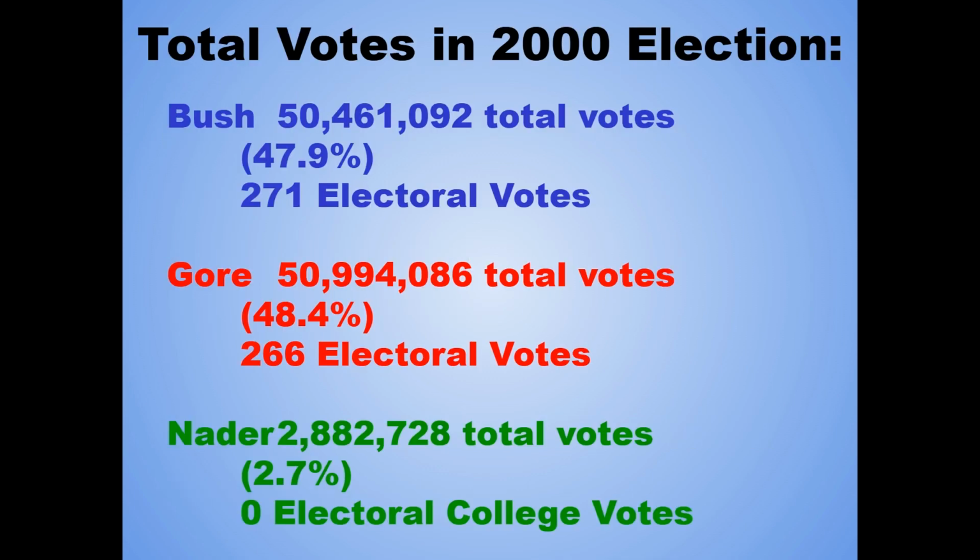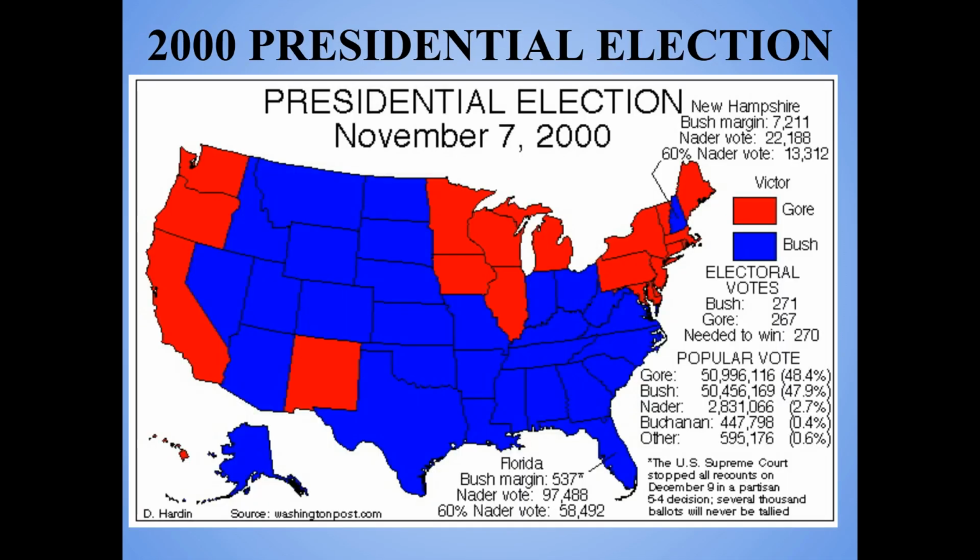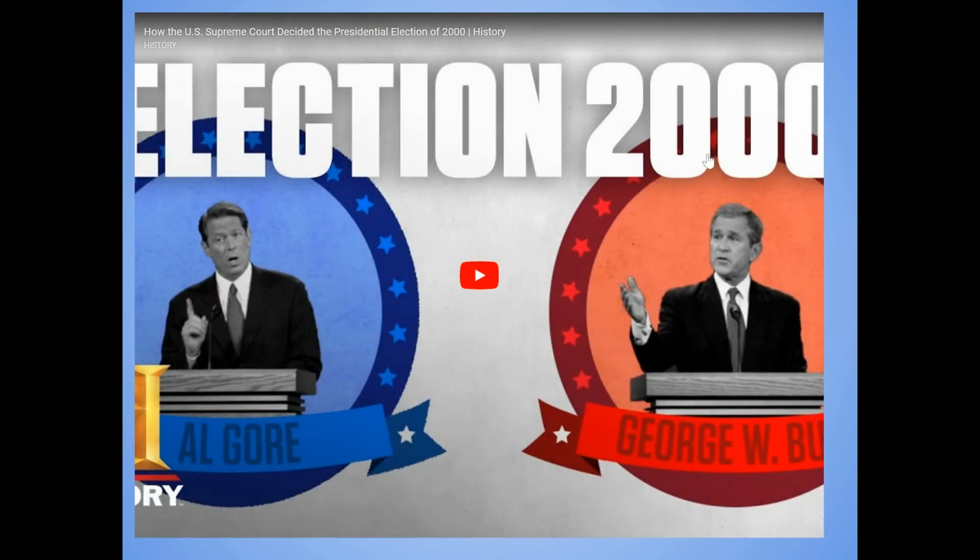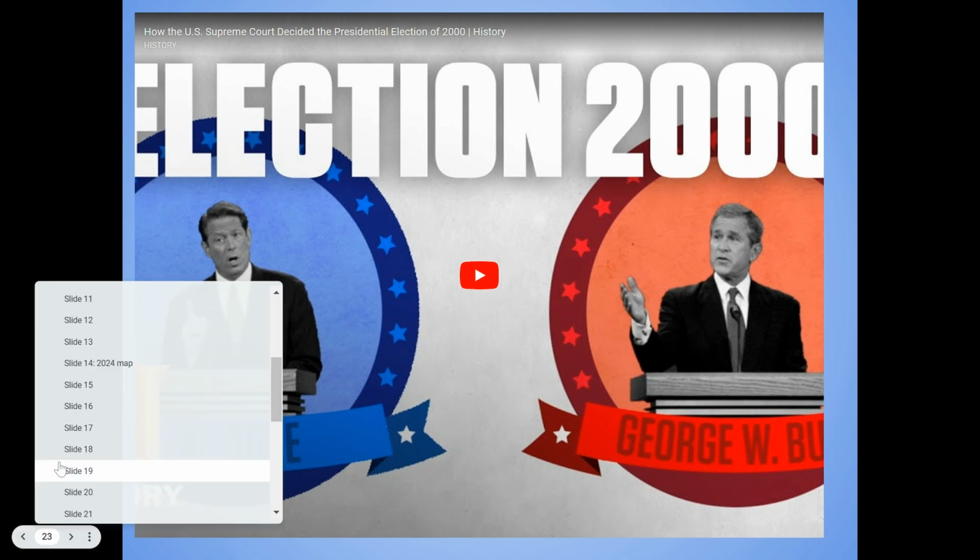Bush gets 50 million, Gore gets 50,994,000, and the map. Show them because he won his swing states, he actually was able to become president. This goes over the election if you'd like to do that. I skipped it last class. It just didn't seem like they needed it. They seem to be getting it.